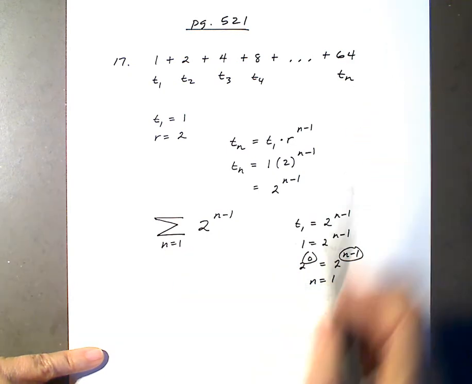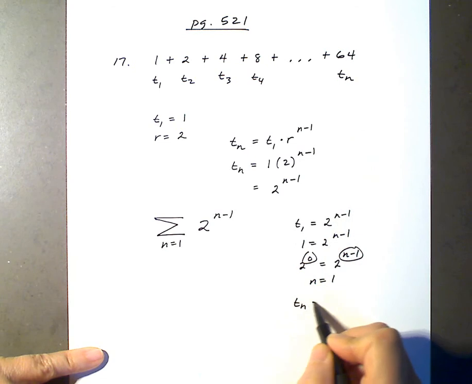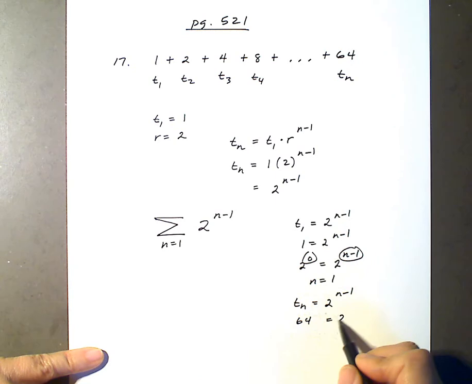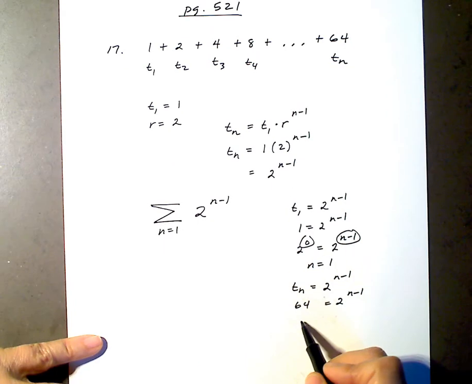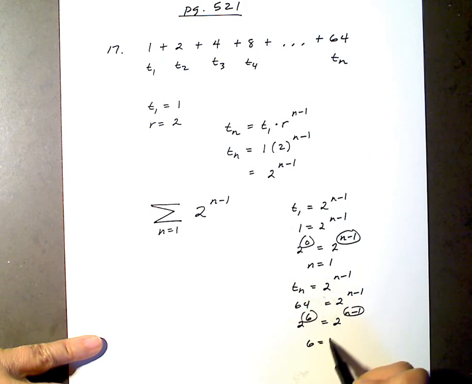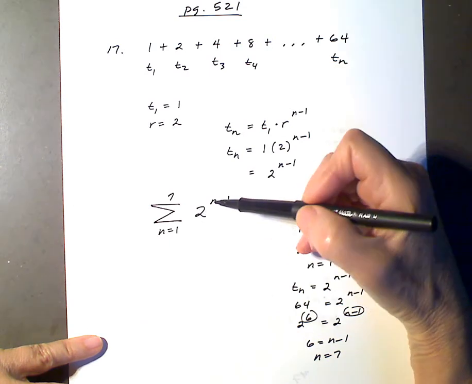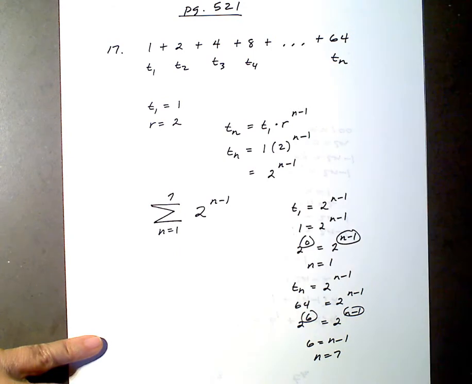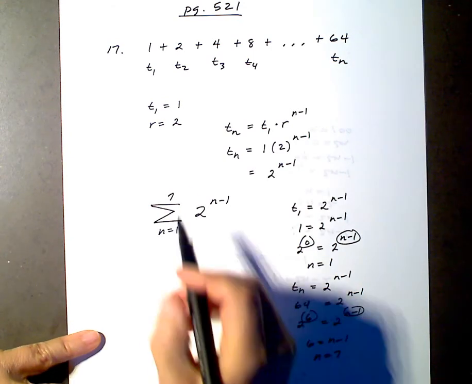64 will be the nth term, so that's got to be 2 to the n minus 1. So 64 is 2 to the n minus 1. 64 is 2 to the 6th. So then I know 6 must equal n minus 1. So n must equal 7. So this says go from 1 to 7. So that would be 2 to the 7 minus 1, or 2 to the 6th, would get me that 64. So that would be the general term formula.